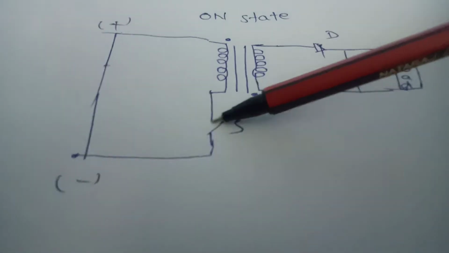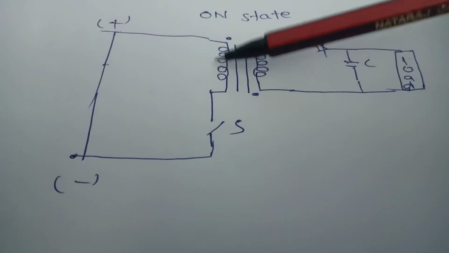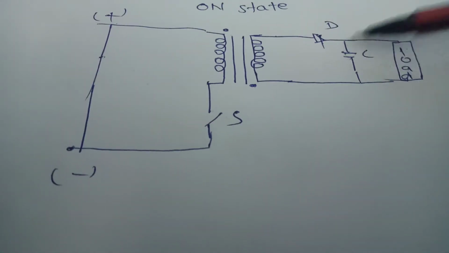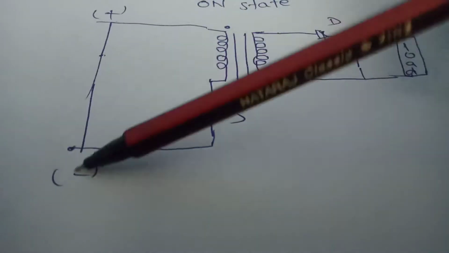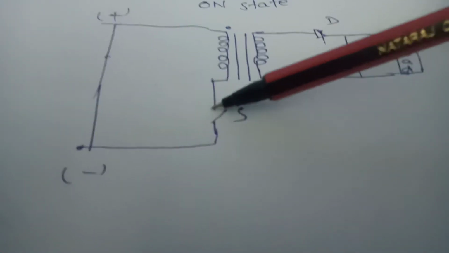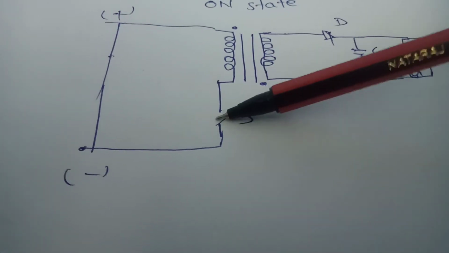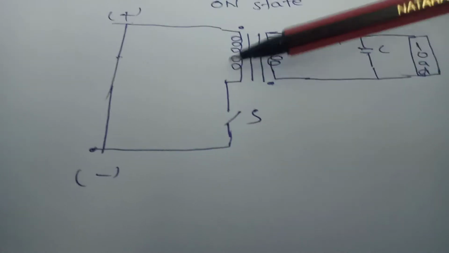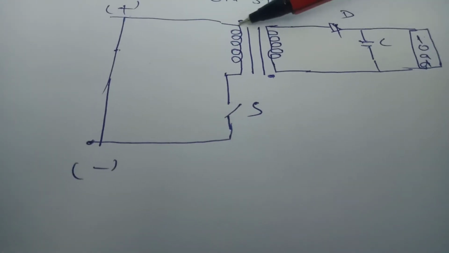And here a switch will be there. This is the pulse transformer, this is a diode, this is a capacitor, this is a load. So I'm applying the plus and minus voltage. This is a switch we can switch. For example, we can use a MOSFET or a transistor like that, switching the pulse transformer. So two symbols will be there. Now it's the on condition.